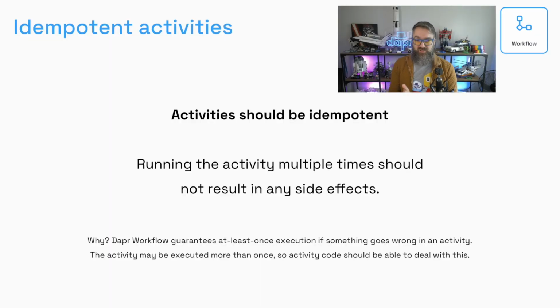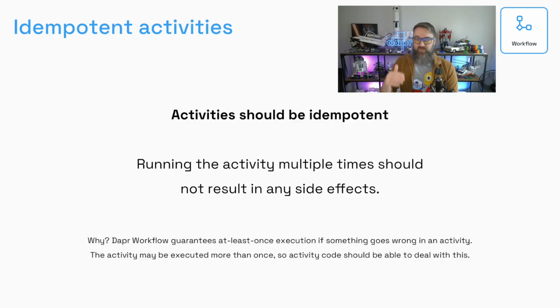Another important part is that activities should be idempotent, and that means that running the activity multiple times should not result in any side effects. This is because Dapr Workflow guarantees at least once execution if something goes wrong in the activity. You can imagine that your activity contains several lines of code, and maybe the failure happens at the final line of code, but all of the other statements before that have already been executed. So Dapr Workflow will then retry to execute your activity again.